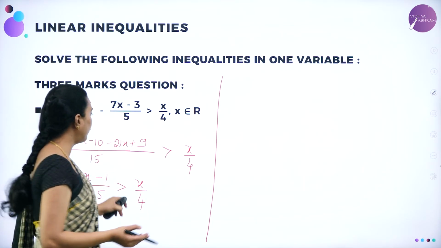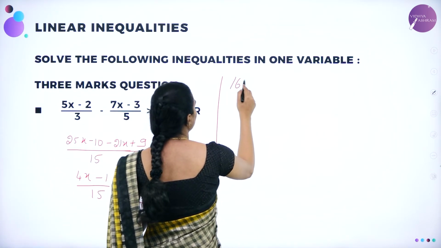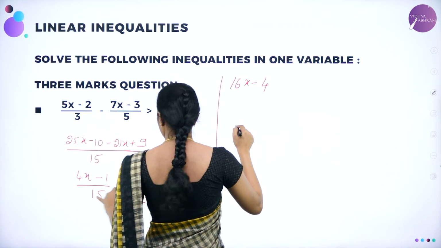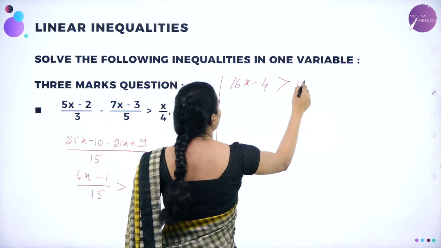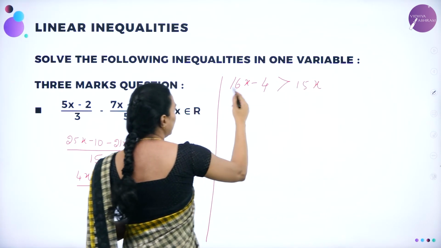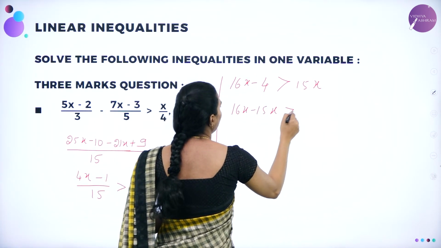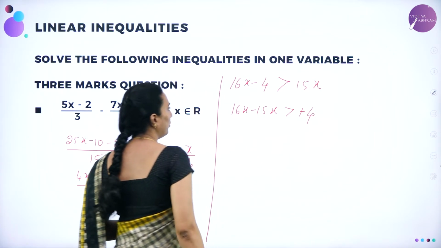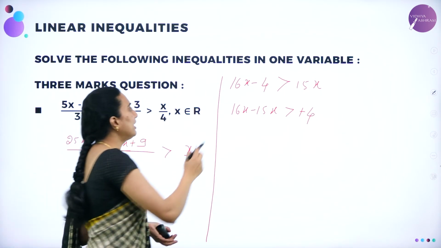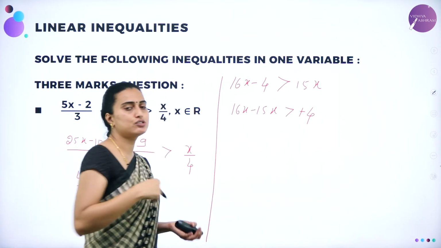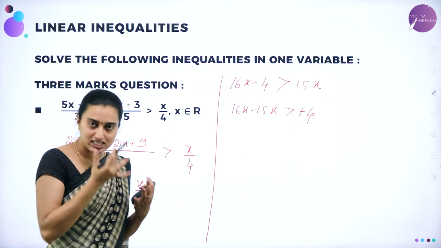So, cross multiply 4. 4 4s are 16x, minus 4 1s are 4, and 15 cross is greater than 15x. Now, you can take 15x to this side. 16x minus 15x is greater than plus 4. What am I doing? I am taking this minus 4 to that side, 15x to this side, dear students. That's it. Easier way of solving.